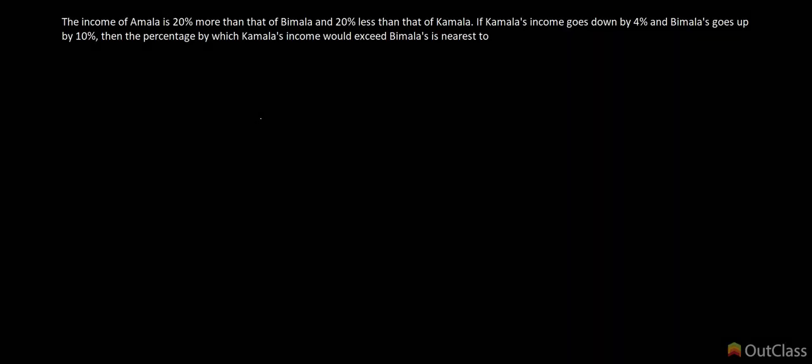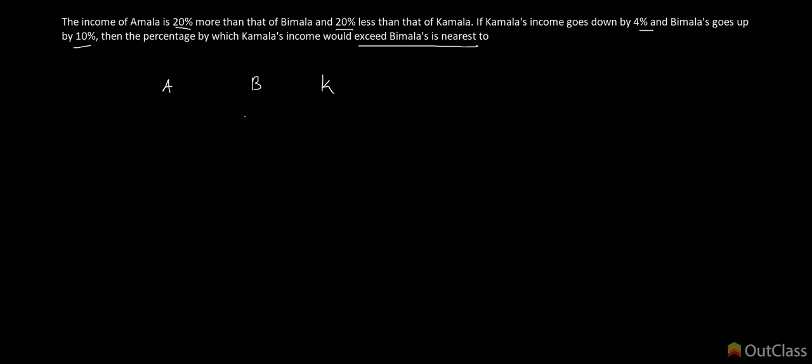The first thing to realize about this question is that it is invariant. You're given fractional changes or fractional values, and you're asked for a resultant fractional value. So you don't need any variable. You can start with a number. So if we start with Bimala is 100.